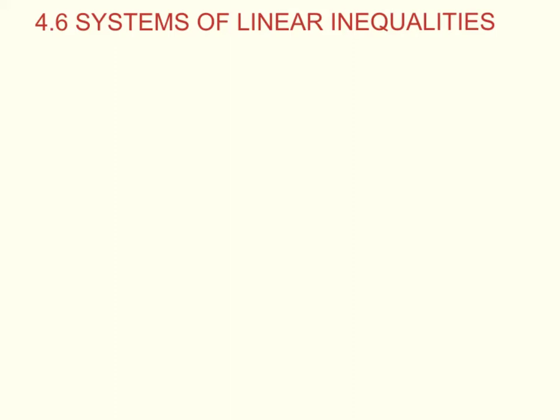In section 4.6, which is our last section of the chapter, we're going to solve systems of linear inequalities. On page 271, look at the gray box in the middle of the page. A system of linear inequalities is made up of two or more linear inequalities. A solution of a system of linear inequalities is an ordered pair that makes all of the inequalities in the system true. The graph of the system of linear inequalities is the set of points that represent all of the solutions of the system.